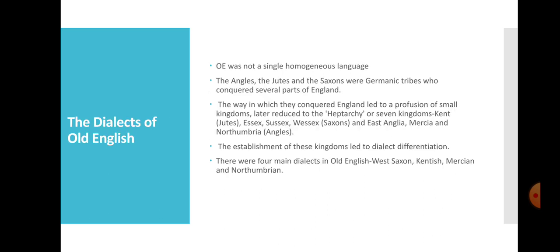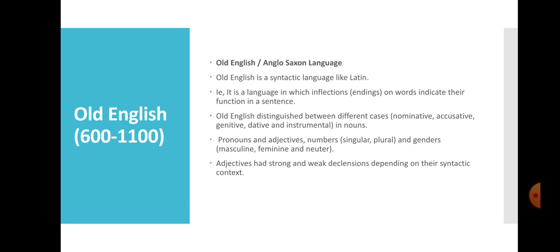Now, the Old English language. The Anglo-Saxon language, or Old English. Old English is a synthetic language like Latin. That is, it is a language in which the inflections, the endings on words, indicate the function in a sentence. It is a period of full inflection, and inflection marked the function in a sentence.